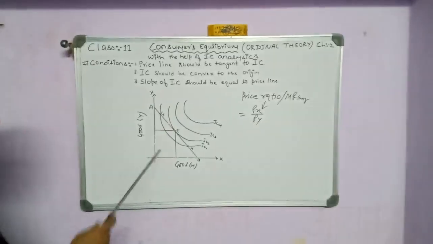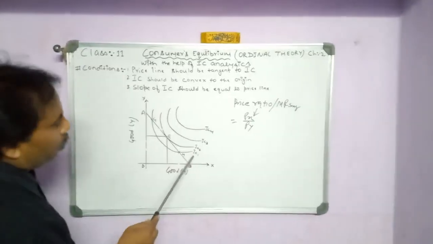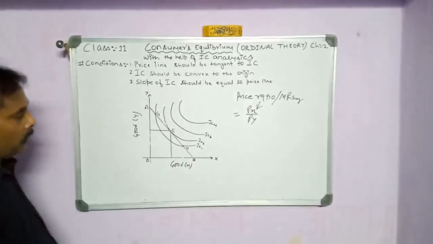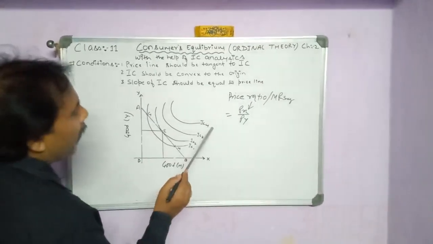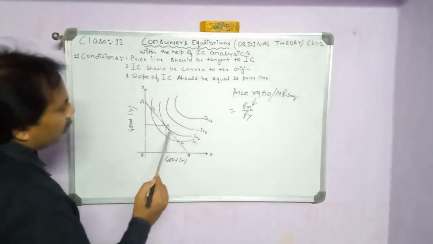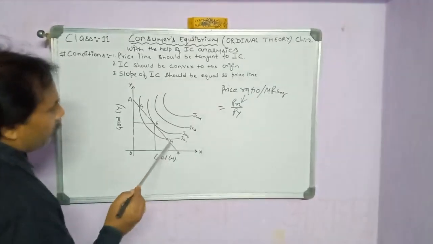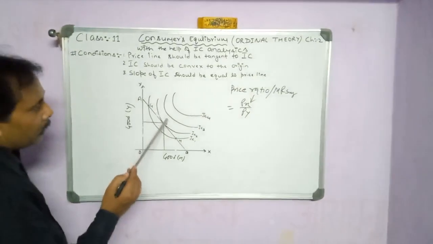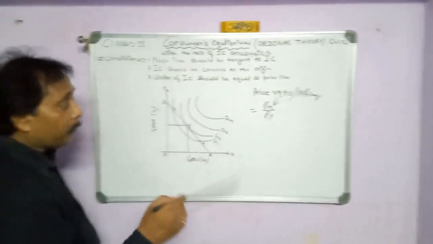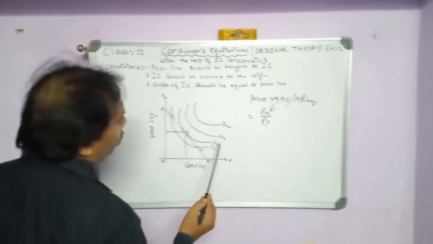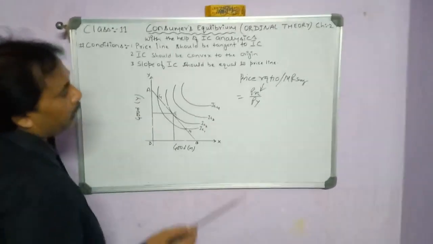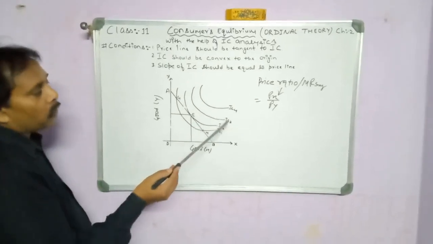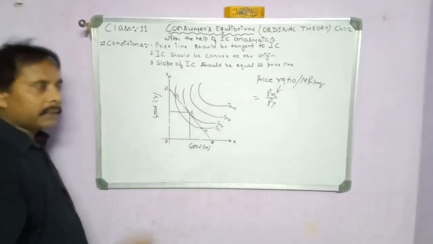Here there are four ICs: IC1, IC2, IC3, IC4. First, IC3 and IC4 are on the right side of the budget line, beyond the budget line of the consumer. No doubt, IC3 and IC4 will give more satisfaction compared to IC2 and IC1 according to the properties, but the consumer is unable to reach IC3 and IC4.